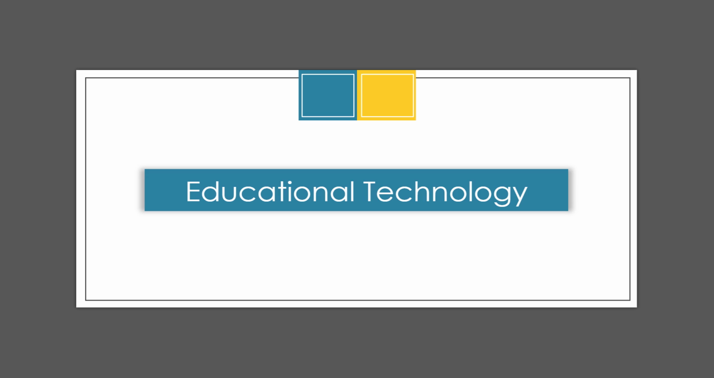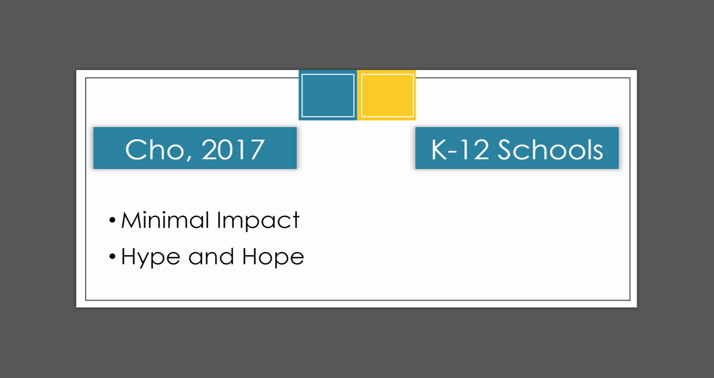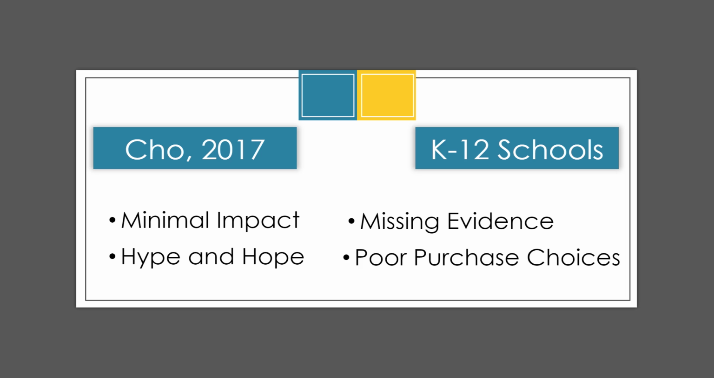Early critics of educational technology declared that the hype exceeded the reality, mainly due to mismatched hardware and software. Cho reveals that K-12 schools still experience minimal impact from educational technology and points to a 40-year cycle of hype and hope based on missing evidence of positive learning outcomes and the issues mentioned before about purchasing technology that fails to meet the needs of the learners.